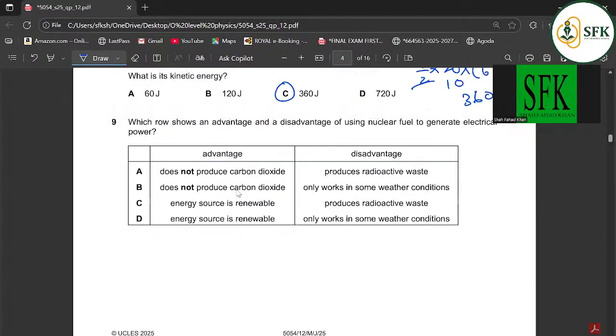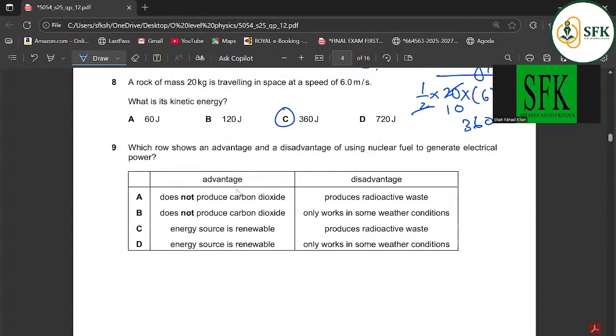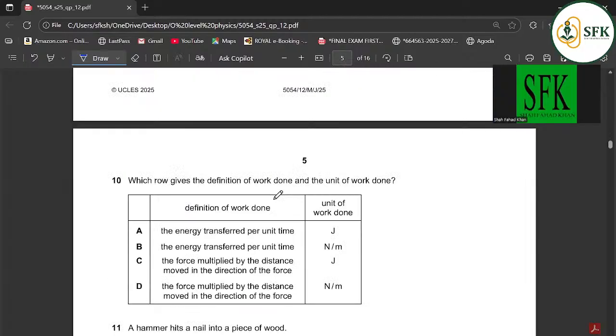9. Which row shows an advantage and disadvantage of using nuclear fuel to generate electrical power? Advantage is it is renewable. Yeah, that is correct. It is renewable. And disadvantage produces radioactive waste. That is correct. And does not produce carbon dioxide. It is not renewable actually. It's not renewable. Once you use up the radioactive material, it doesn't regenerate that easily. So it does not produce carbon dioxide. That's correct. That's an advantage.